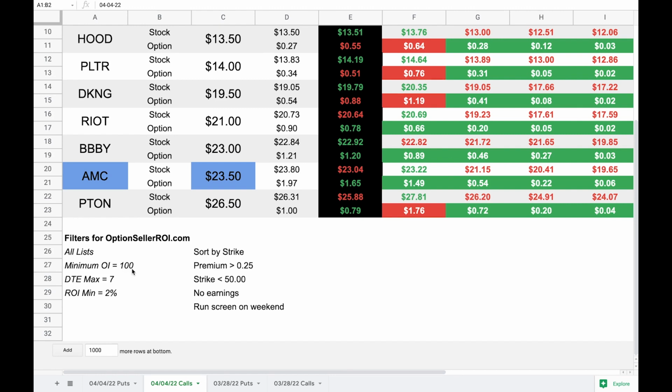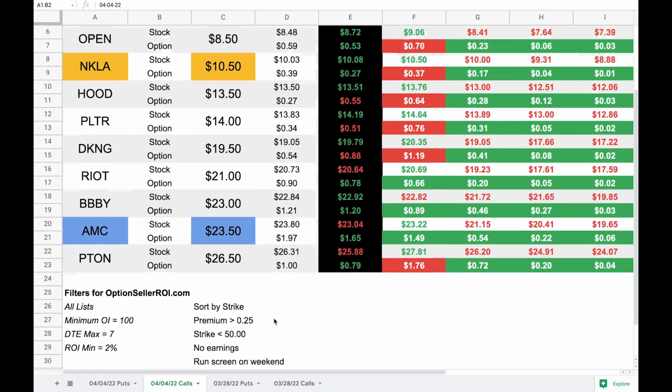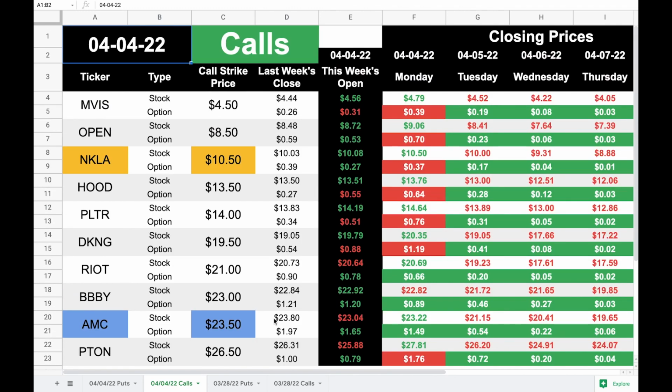Again, all lists default, minimum open interest, 7-day DTE, 2% minimum. I'm sorting by the strike price, and then I'm looking for premiums that are greater than 25 cents, strikes that are less than $50, and I don't want earnings. And I'm running the screen on the weekend so I can make a head-to-head comparison with the other website I am reviewing.